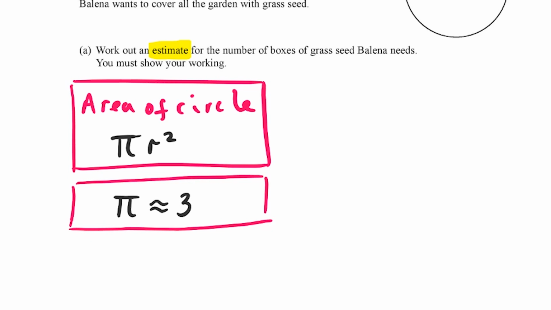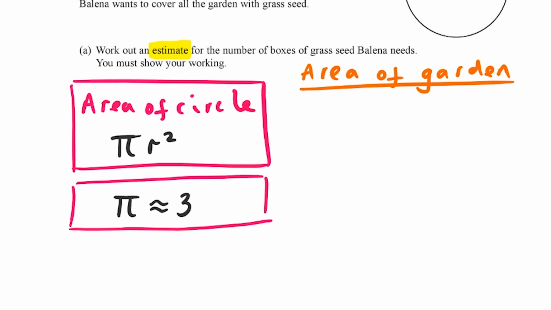So to find out the area of the garden, we've got to do pi times 10 squared, because the radius of that circle is 10. And we're using 3 for pi, so we've got 3 times 10 squared. 10 squared is 100, so 3 times 100 is 300. So the area of the garden is 300 square meters.